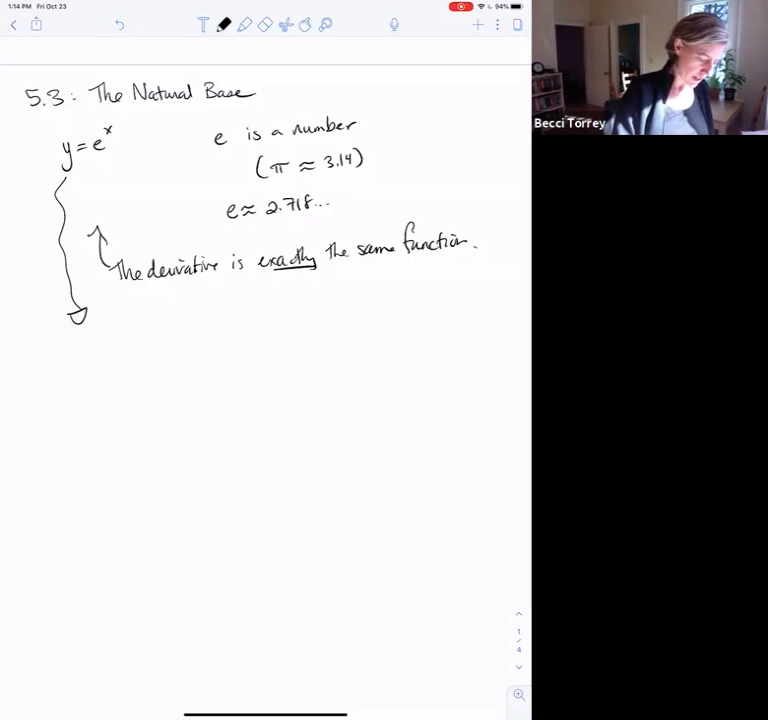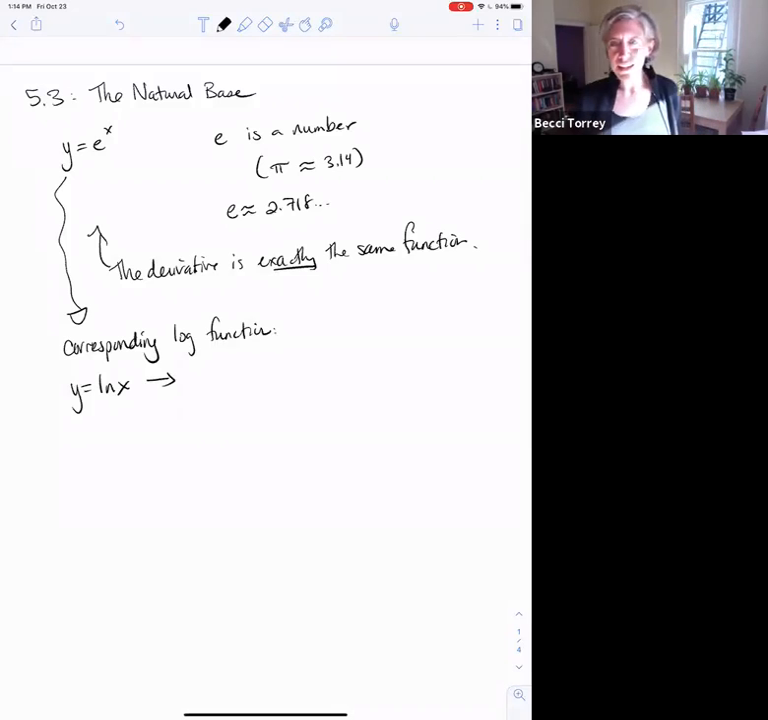We have the corresponding inverse function, the log function, which is ln of x. ln is for natural log. It's not "in," as sometimes it looks like it is when it's written. It's ln for natural log of x.